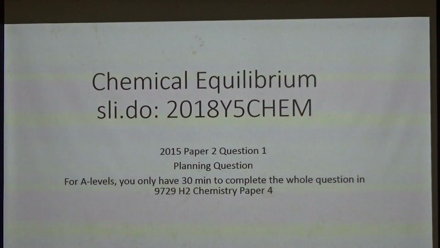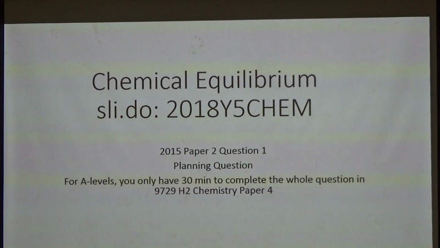So I just want to give you a little bit of context about this paper. This 2015 paper 2 question 1 is a slightly different format for the exams. That's why the planning question comes out in paper 2. But for your new syllabus 9729, your planning question is going to come out in paper 4. I just want to give you a guideline as to how long your examiners require you to finish this planning question during A-levels.